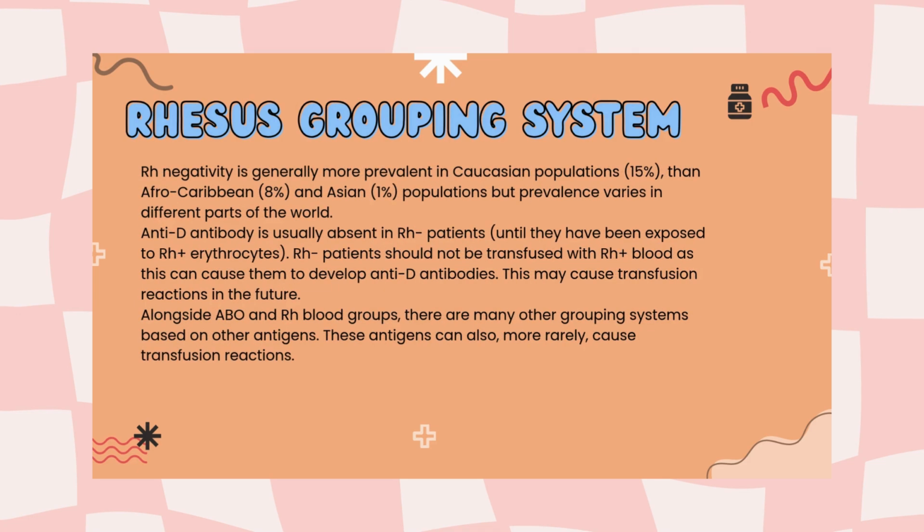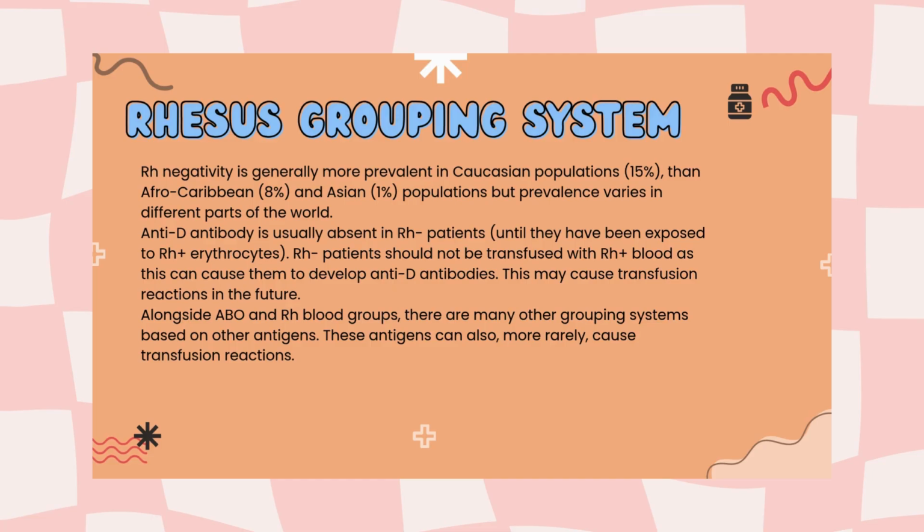Rh negativity is generally more prevalent in Caucasian populations, 15%, than Afro-Caribbean, 8%, and Asian, 1%, populations, but prevalence varies in different parts of the world. Anti-D antibody is usually absent in Rh negative patients until they have been exposed to Rh-positive erythrocytes. Rh-negative patients should not be transfused with Rh plus blood as this can cause them to develop anti-D antibodies. This may cause transfusion reactions in the future.